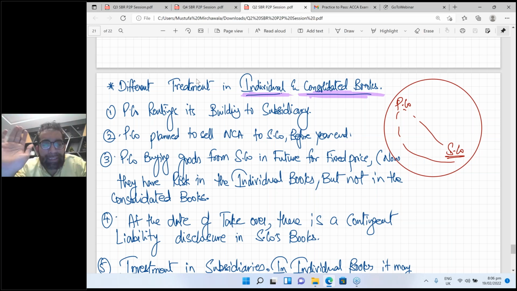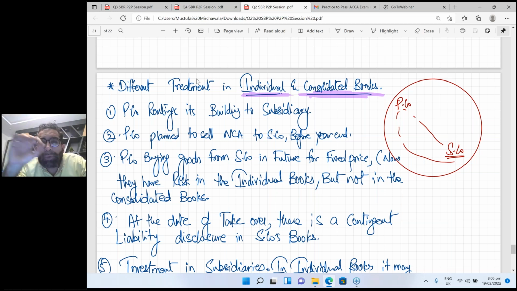So in that case, in a practical paper, individual books are given in the question and you have to make consolidated books. So now you need to do certain things. First of all, you need to shift that asset from current asset to non-current asset.